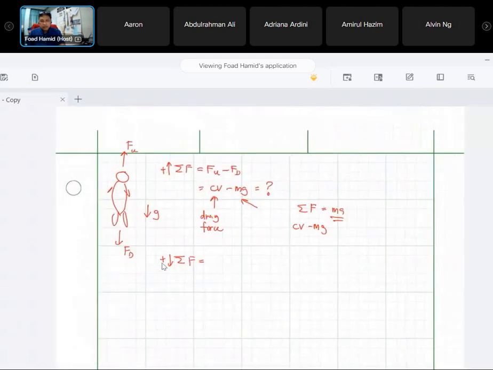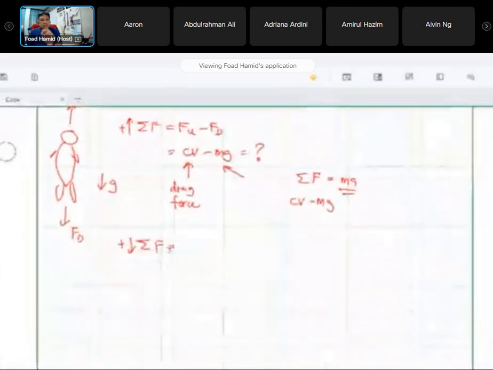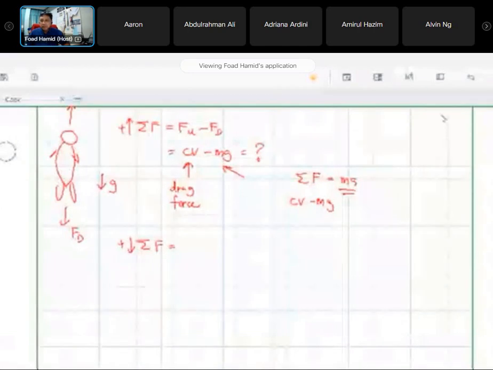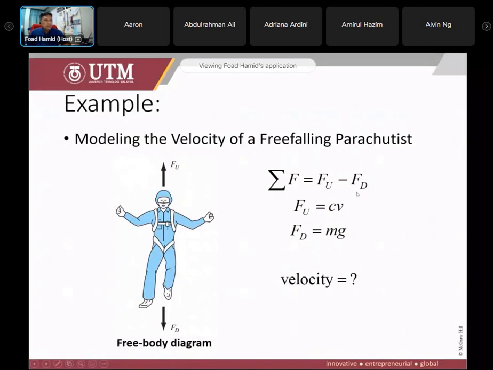Okay, so this is where we stop, right? Let's continue with this one. And I think the question here in the slide is that what we want to do is to find the velocity of this parachutist, right? And we know that when we do the free body diagram, this is what we get, summation of forces. In this case, upward is positive.